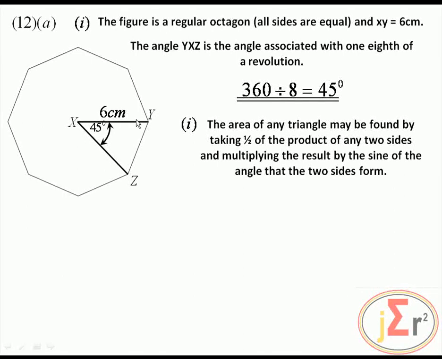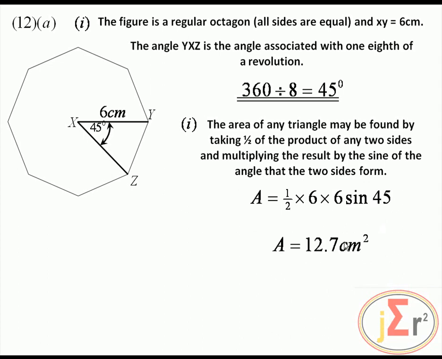Now from here to here we have 6 centimeters. No doubt we have another 6 centimeters here. This is the center. And of course we have the angle that the two sides form. So the angle is 45 degrees. So we may use that formula, half of the product of any two sides multiplied by the sine of the angle that the two sides form, and we have a half of 6 times 6 times sine of 45, which is equal to a half of 6 times 6 times 0.7.